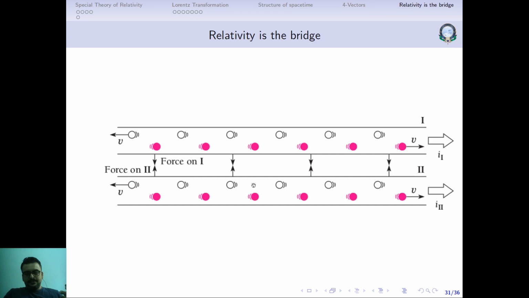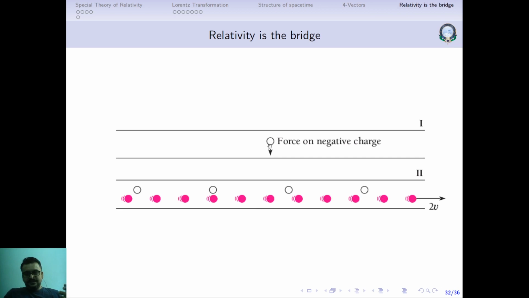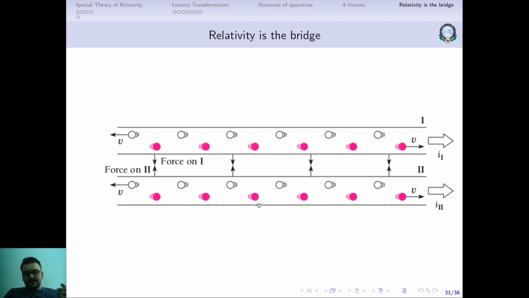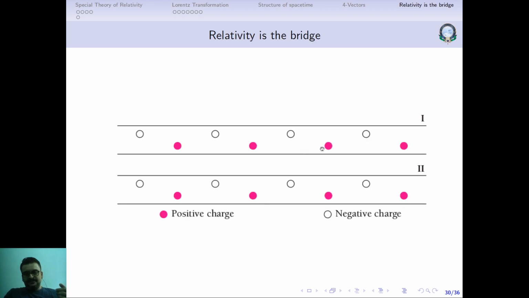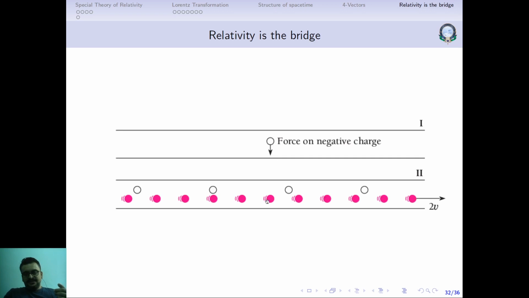But what about the spacing? What about the gaps between these positive charges? For this negative charge, the negative charges in the other conductor are stationary, but the positive charges are moving at a velocity twice v. Compared to the stationary case, when no charges are flowing, this is the spacing between the positive and the negative charges. For this negative charge, the gap between the positive charges actually reduces. Why does this gap reduce? Because of length contraction.